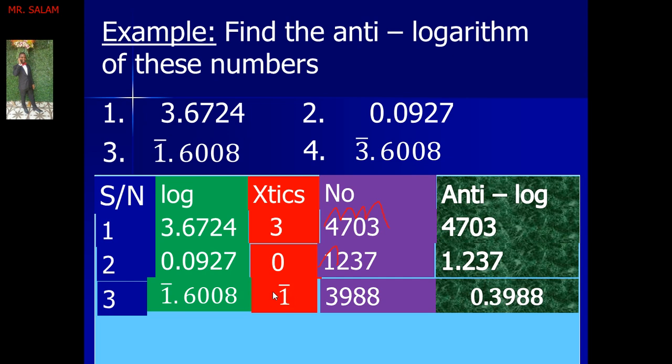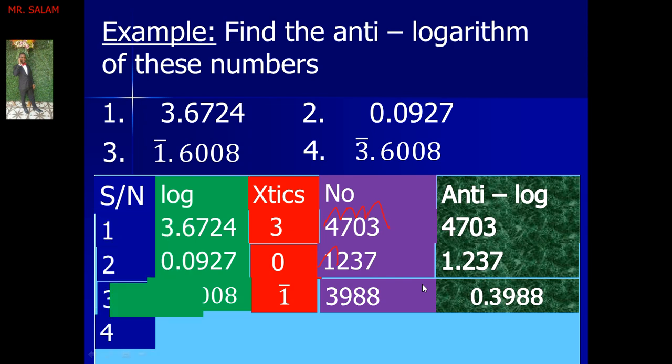Now, if the characteristic is bar 1, we are going to add 1 zero before the first non-zero digit here, before the decimal point. So that will be 0 point. If it is bar 2, we add 2 zeros. If it is bar 3, we add 3 zeros. And so on like that.